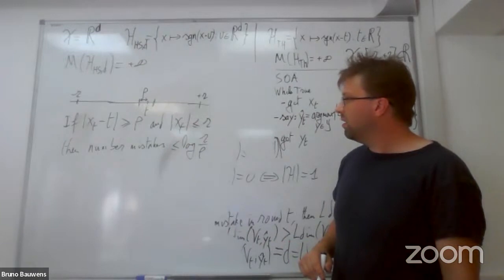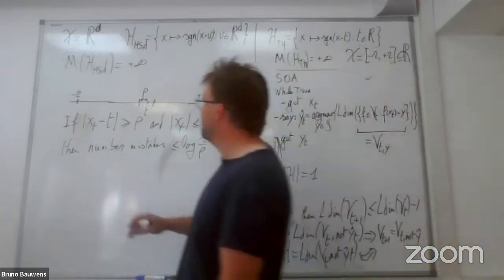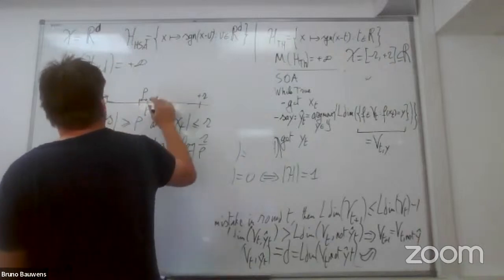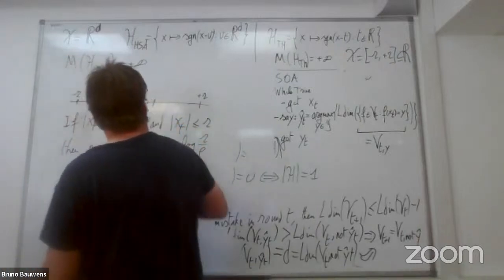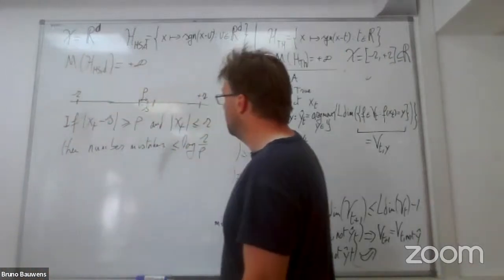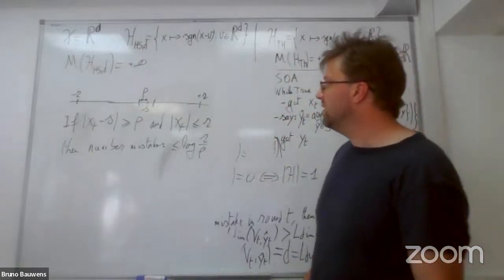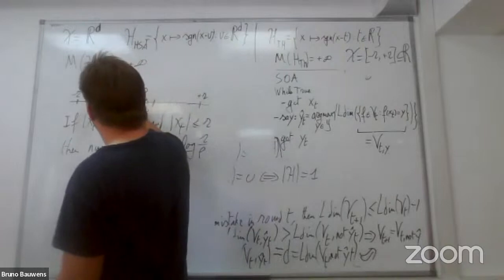Like the t's are not quite this. Yeah, okay. Let us say s for the threshold. Yes, that's better. So S is the true threshold.